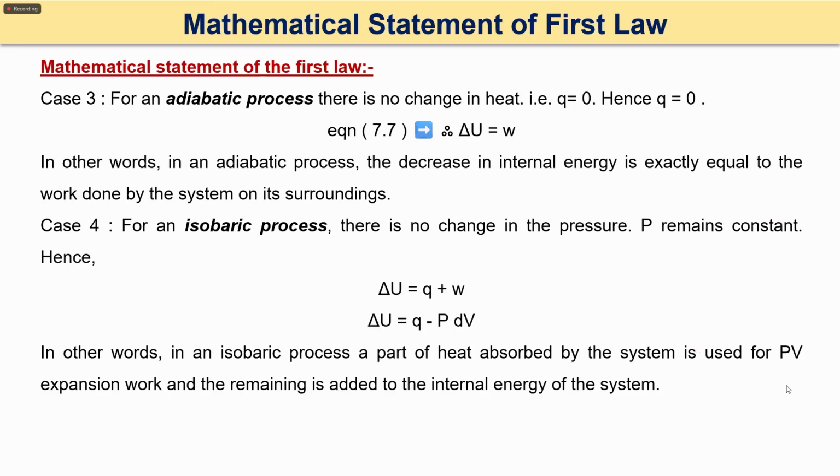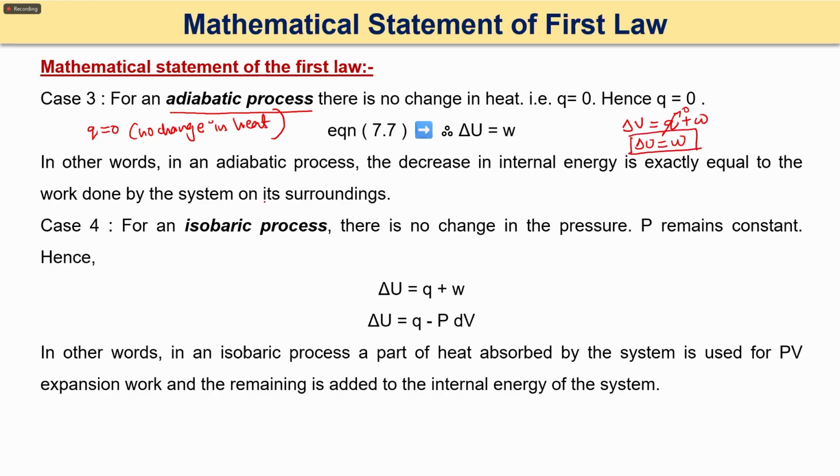Okay? And for an adiabatic process, so this is the third case. For an adiabatic process, we know that Q is equal to 0. There is no change in heat. If there is no change in heat, then Q equals 0. We know that delta U equals Q plus W from the first law of thermodynamics. So if your Q is equal to 0, that means your delta U will be equal to W only.